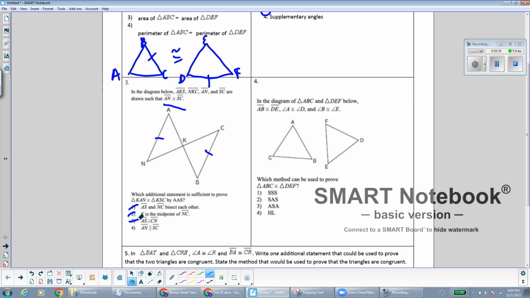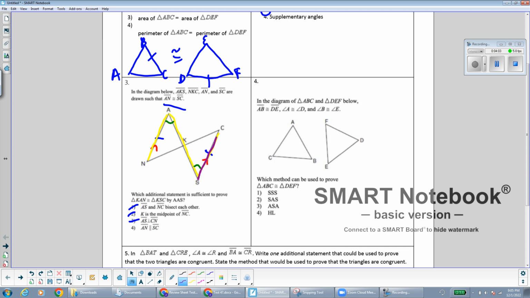And finally, AN is parallel to SC. Well, if we have parallel lines, we should think about parallel lines cut by a transversal. Notice the letter Z. In the corners of the Z are our congruent alternate interior angles, inside the parallel lines on different sides of the transversal. Let me get a different color.